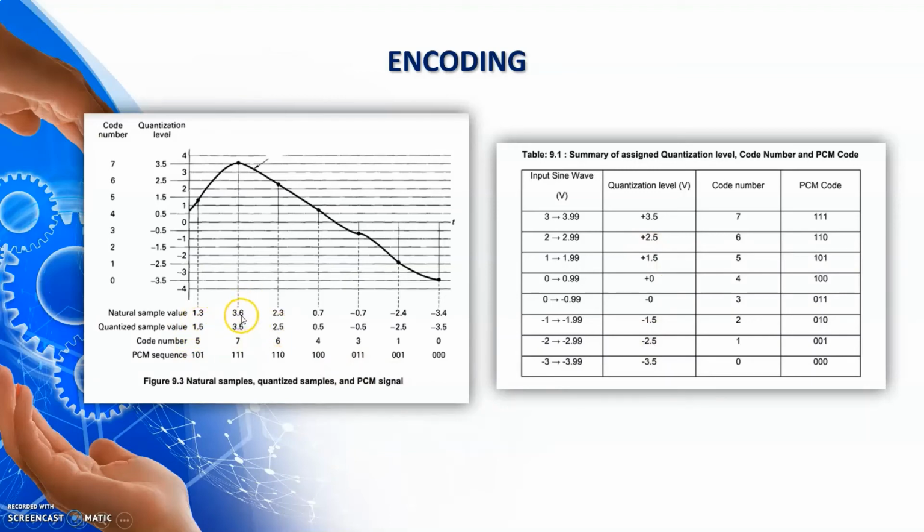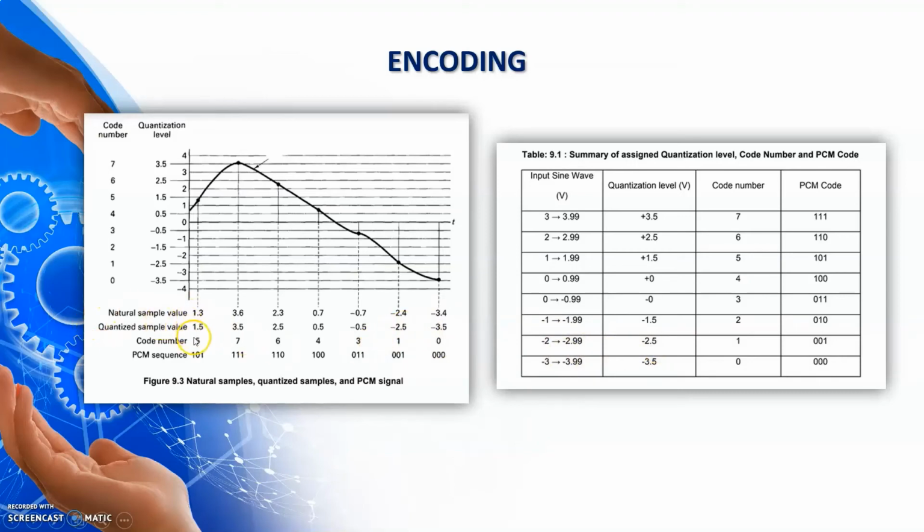Then 3.6 is between these values here, so the quantization level will be 3.5. It will be rounded off to 3.5. And let's take a look at this one here, minus 2.4. It is within this range here, so it is equal to minus 2.5.